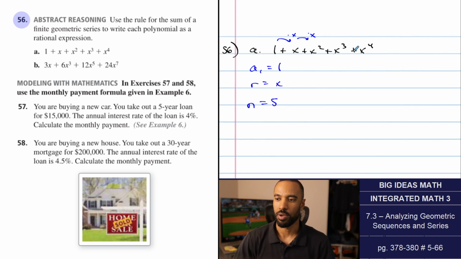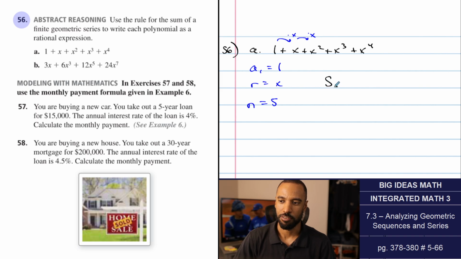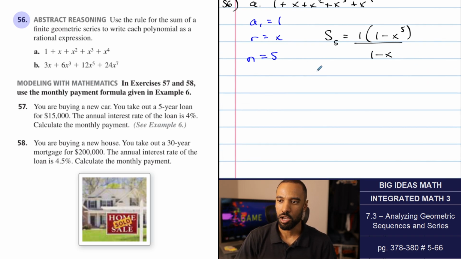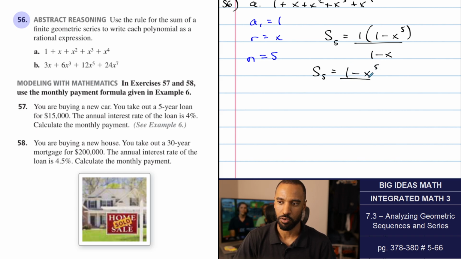So let's write it out with this in mind. This is kind of fun. S sub 5 equals a sub 1 times 1 minus x to the n, or common ratio to the n power, over 1 minus common ratio. So this can also be written as 1 times that, which is just that: 1 minus x to the fifth over 1 minus x.